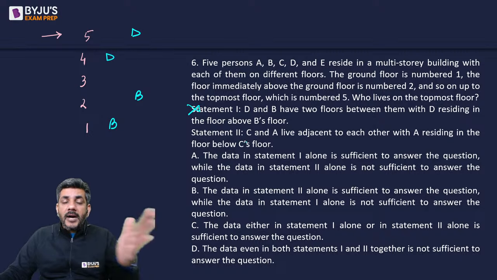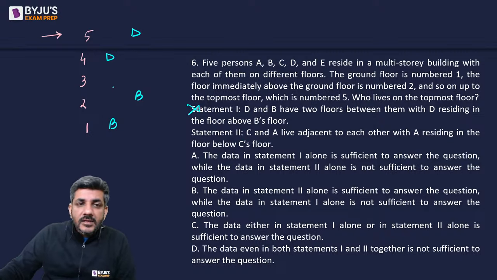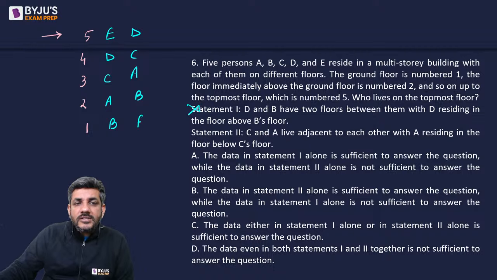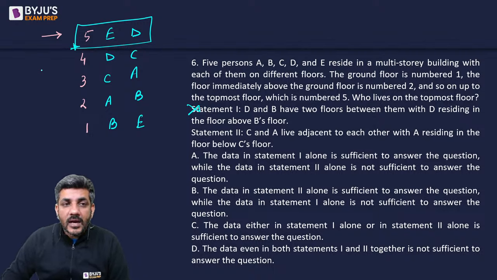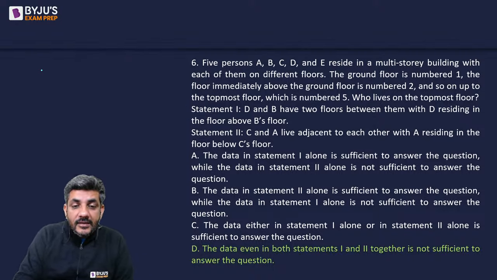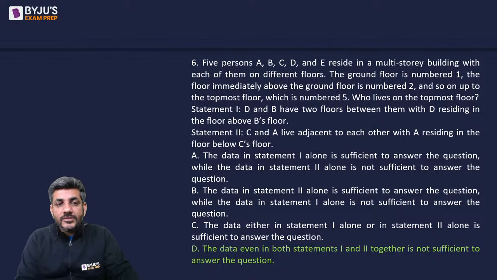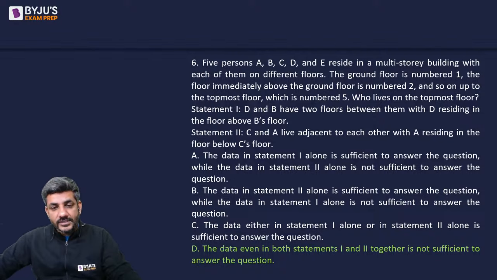But if I combine the first and second statements, C is above A and they are on consecutive floors. It might be like this. It might be like this. So either E stays on the top floor or D stays on the top floor. So even combining the two statements, I am not getting a unique answer. So my answer is option D, that yes, even the two statements together are not sufficient to answer the question.